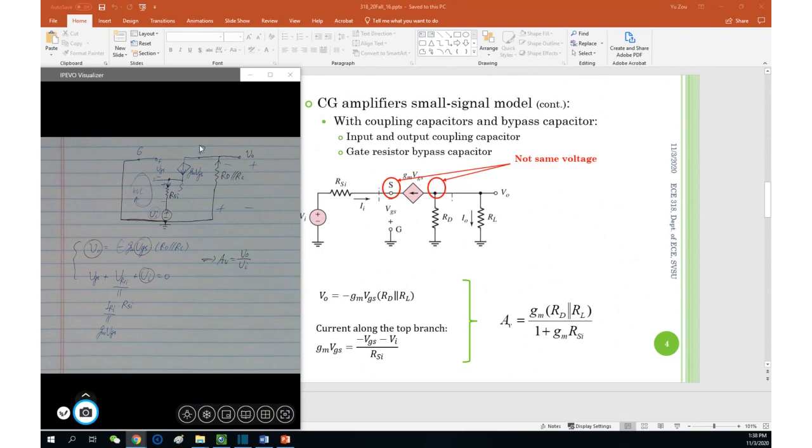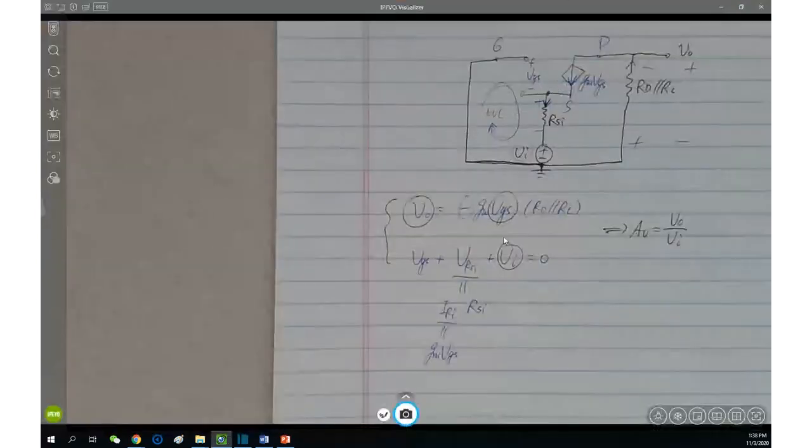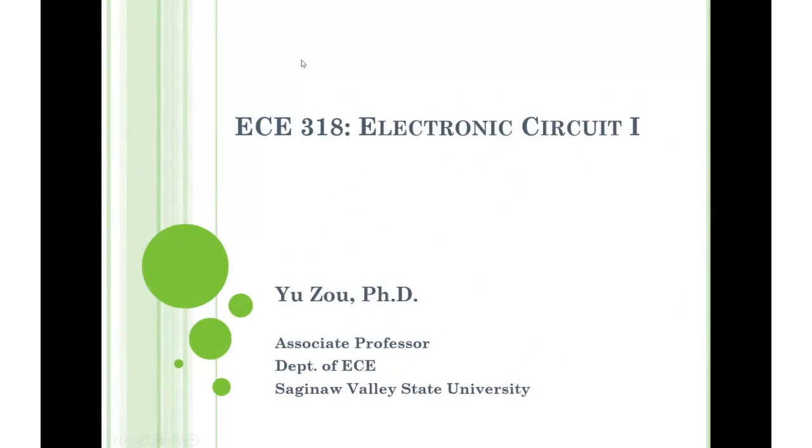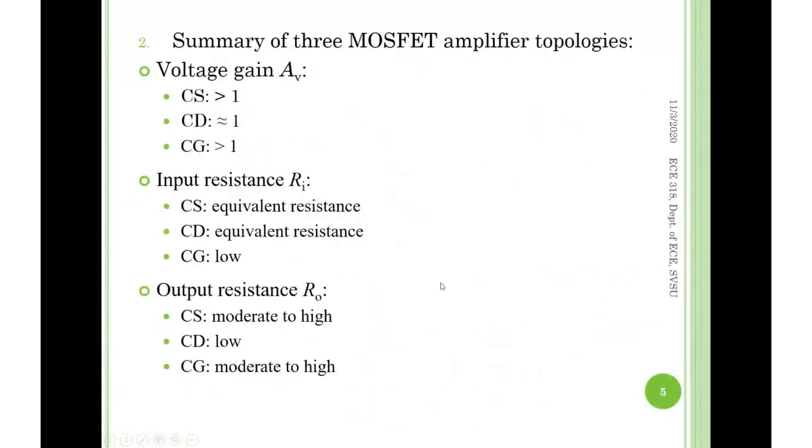If all good, let's do some summary here. What do I mean by summary? A summary about the MOSFET amplifier circuit. We have up to 3 types: common source, common drain, and common gate. And we are summarizing them from 3 aspects. First, regarding the gain. Second, regarding the input resistance. Third, regarding the output resistance.